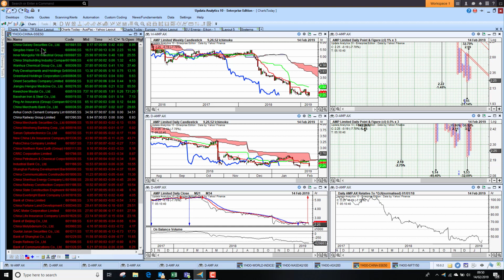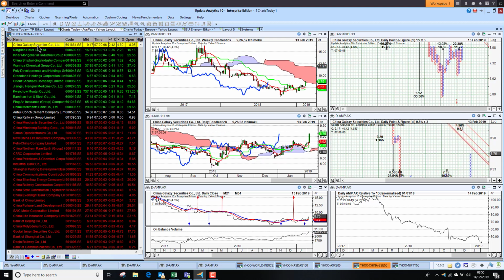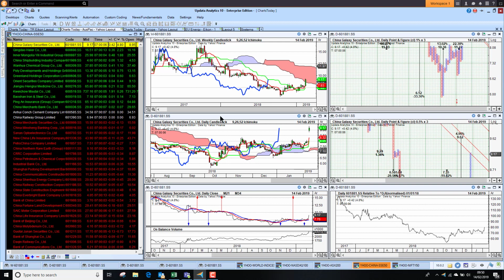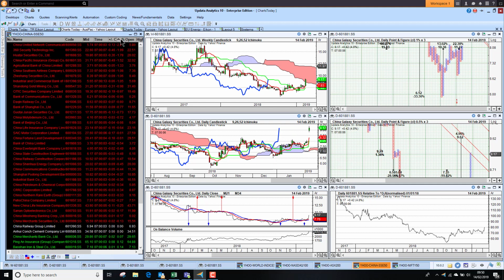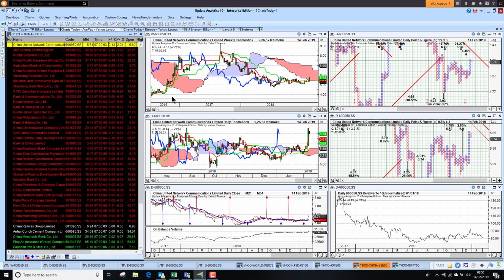Looking into China, a handful of stocks up. China Galaxy Securities up another 5%. They're looking much better for a recovery, and we have got some good upside targets there. On the downside, of course, we do still have some fallers. China United Network down 2%.